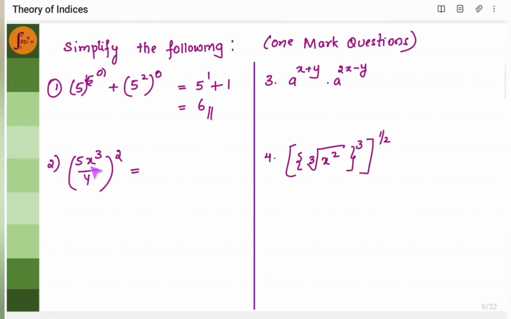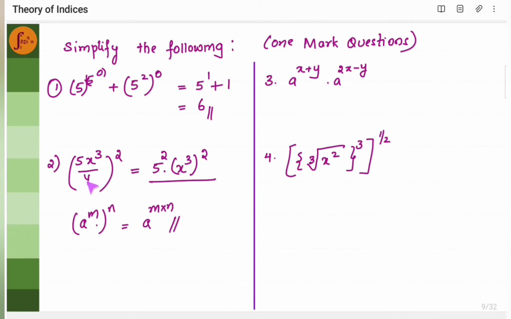Here we have (5x cube by y) the whole square. So let's split this. So it has to be 5 square into x cube the whole square. Basically, for every number, we will have to put this index. You remember the property (a to the power m) to the power n. We'll have to write this as a to the power m into n. So, same property we'll have to use here.